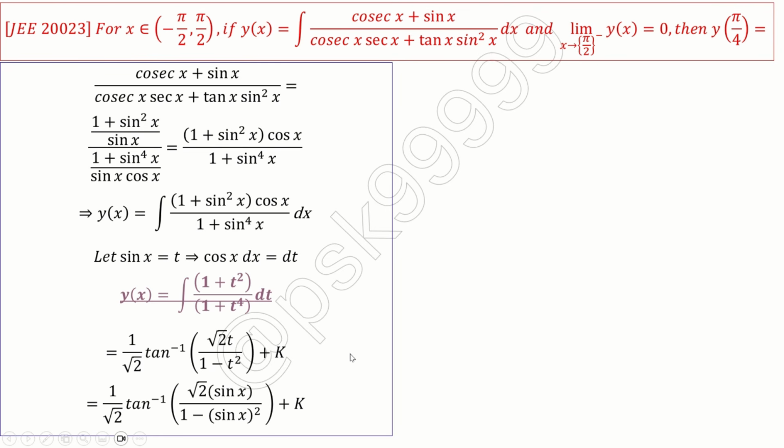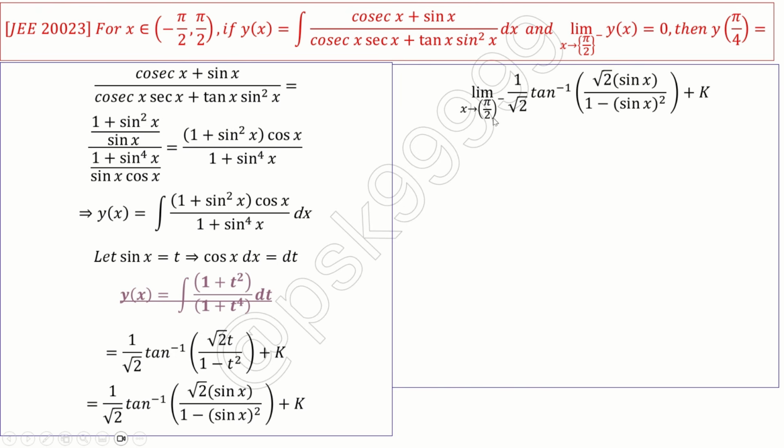Okay, now you substitute the t value. This is what it is. Okay, now it is information given here: the limit as x extends to pi by 2 minus of y of x equals 0. Correct. Now you just substitute. This is a limit pi by 2 minus; if I substitute, obviously sine pi by 2 is 1, but this will become, this is also 1. So 1 minus 1 is 0.